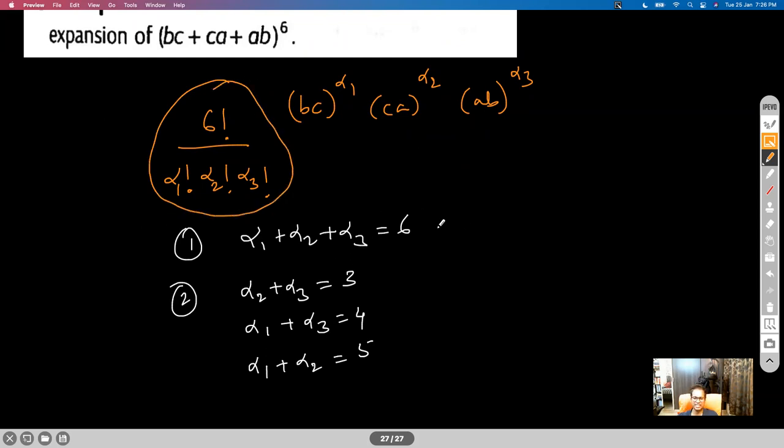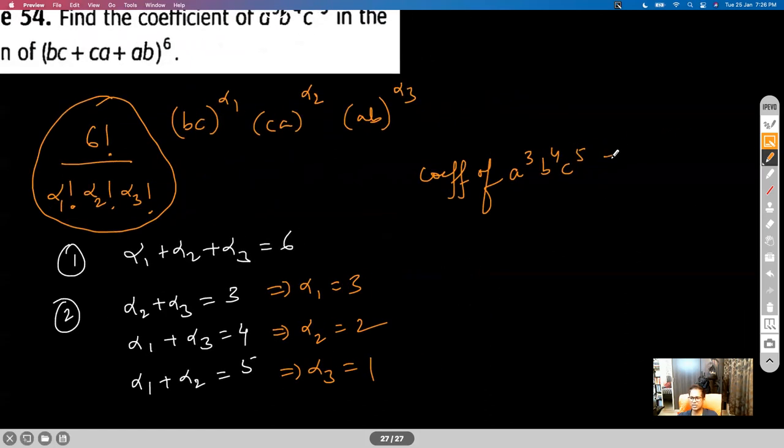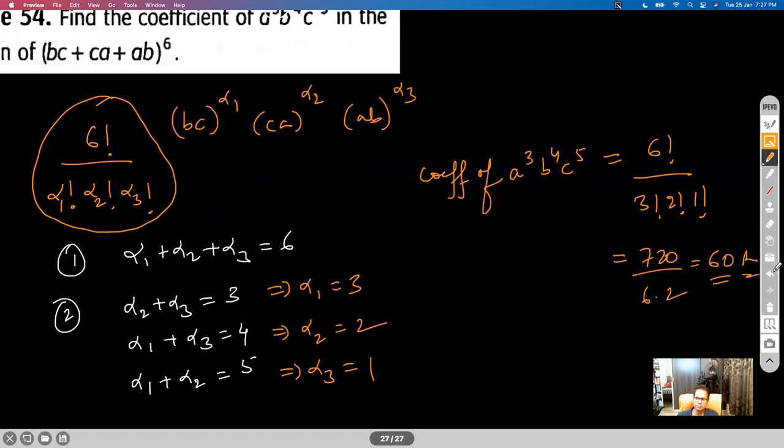Now, it's very easy to find out. So from here, I can say alpha 1 is going to be 3. From here, I can say alpha 2 is going to be 2. And from here, I can say alpha 3 is going to be 1. So your coefficient of that required term, which is A cube B4 C5, is going to be 6 factorial upon 3 factorial, 2 factorial, 1 factorial. So it's 720 upon 6 into 2, which is 60. 60 is going to be your answer. Is it fine? Everybody has got 60.